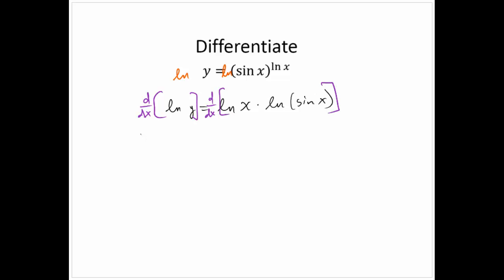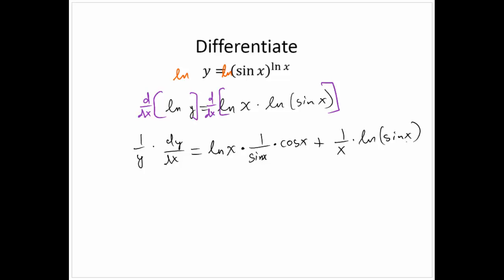yields 1 over y dy dx is equal to, now let's see, I'm going to have to use a product rule and a chain rule. Alright, so I would have then natural log of x times the derivative of natural log of sine x. That would be 1 over sine x times the derivative of sine x, which is cosine x, plus differentiating the natural log x, that's 1 over x, times, leaving the second alone, natural log of sine x.